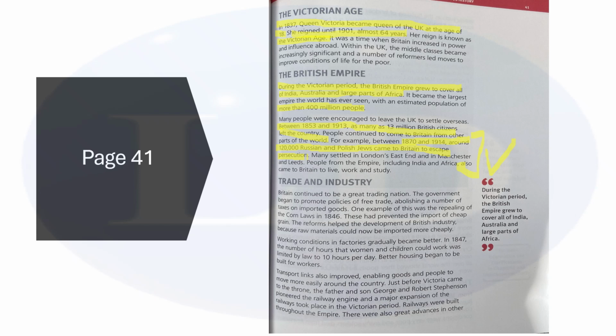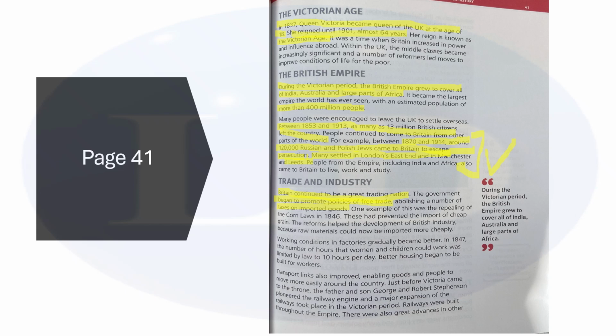Many settled in London's East End, Manchester and Leeds. So these Jews who came from Russia and Poland settled in London's East End, Manchester and Leeds. Please remember that. People from the empire, including India and Africa, also came to Britain to live, work and study. Trade and industry: Britain continued to be a great trading nation. The government began to promote policies of free trade. This means abolishing a number of taxes on imported goods. This is the first time we talk about free trade.